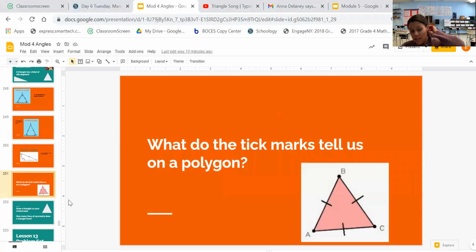All right, so we learned all about the different triangles. My question for you is, what do the tick marks tell us on a polygon? Specifically, in this illustration here, I see tick marks. What do we know about those tick marks? Hopefully you said that because they all have the same symbol, they all have 1 tick mark, that means all 3 of those sides are equal or congruent. So this symbol tells us if sides are the same or if they're different.